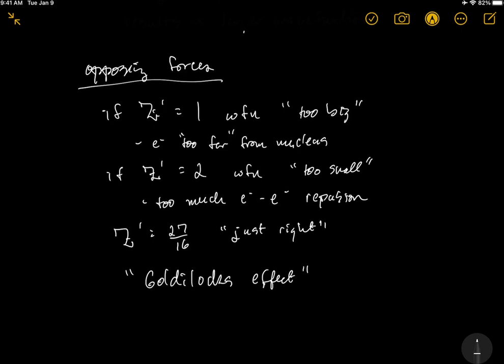And so I can think of these opposing forces as a kind of Goldilocks effect. Z prime equals 1 gives you wave functions that are too big. Z prime equals 2 gives you a wave function that's too small. Z prime of 27/16 is just right.